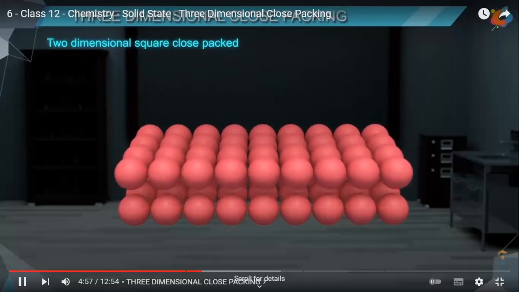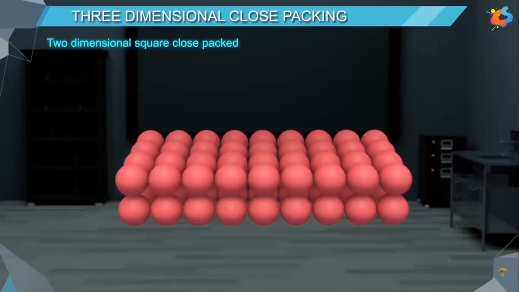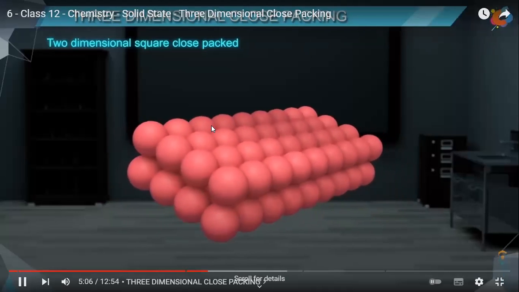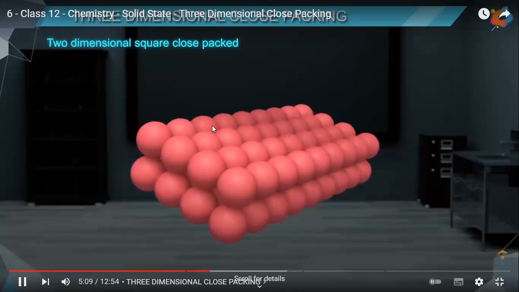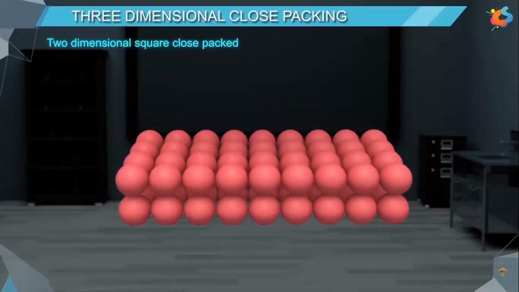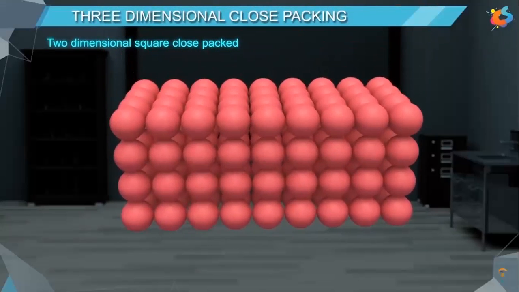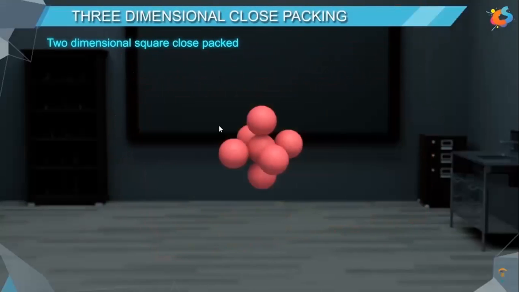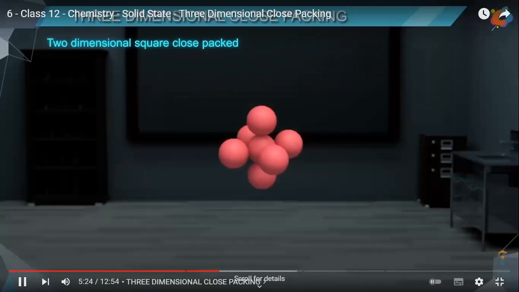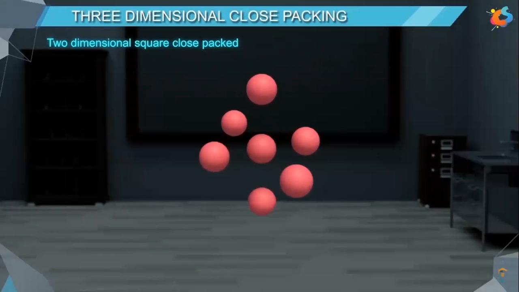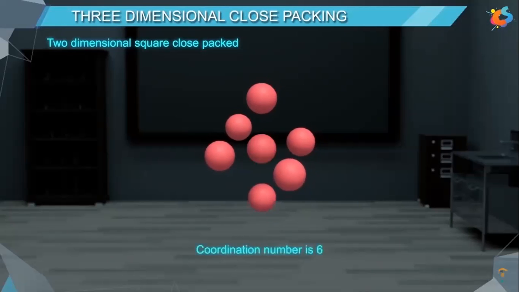The spheres of the second layer are exactly above the spheres of the first layer. In this arrangement, the spheres of both the layers are perfectly aligned horizontally and vertically. On arranging layers one after the other in this pattern, we will observe that each sphere is in contact with 6 other spheres: 4 from the same layer, 1 from the layer above, and 1 from the layer below that sphere. So, the coordination number is 6.